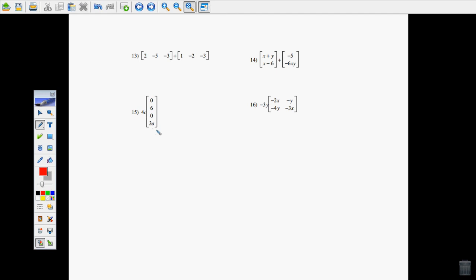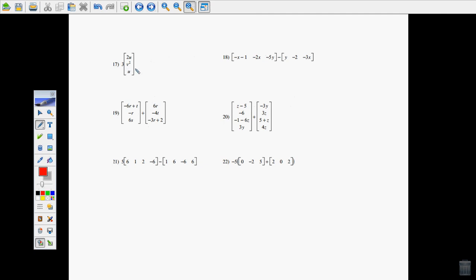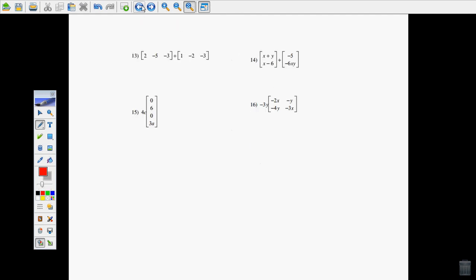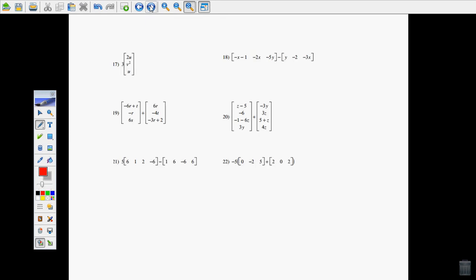Okay, and then just do your best on number 16 as well. And then these right here are all going to be at a more advanced level. So 16 through 22, I'll leave those as optional. We can get back to working on those tomorrow. So hopefully that helps you, and at least get through number 15 on this worksheet.